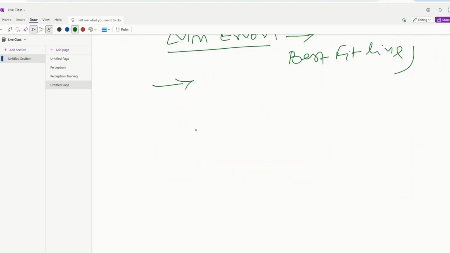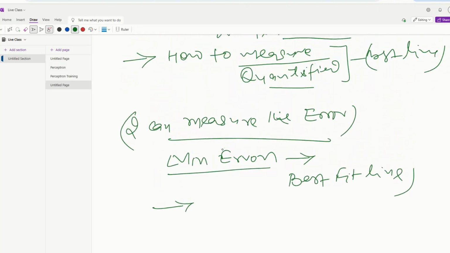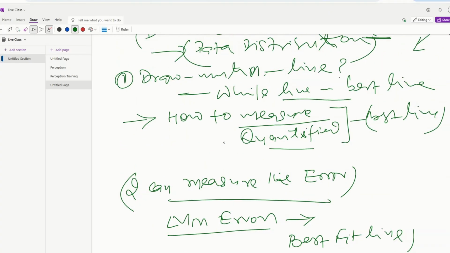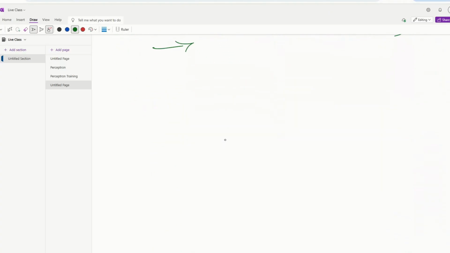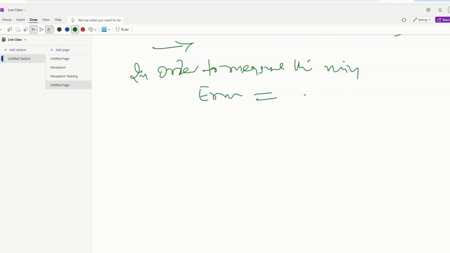So how to do that technically? What I'm talking about is conceptual, but technically, in order to measure the minimum error, how to achieve that technically? In order to achieve that technically, we use a loss function.